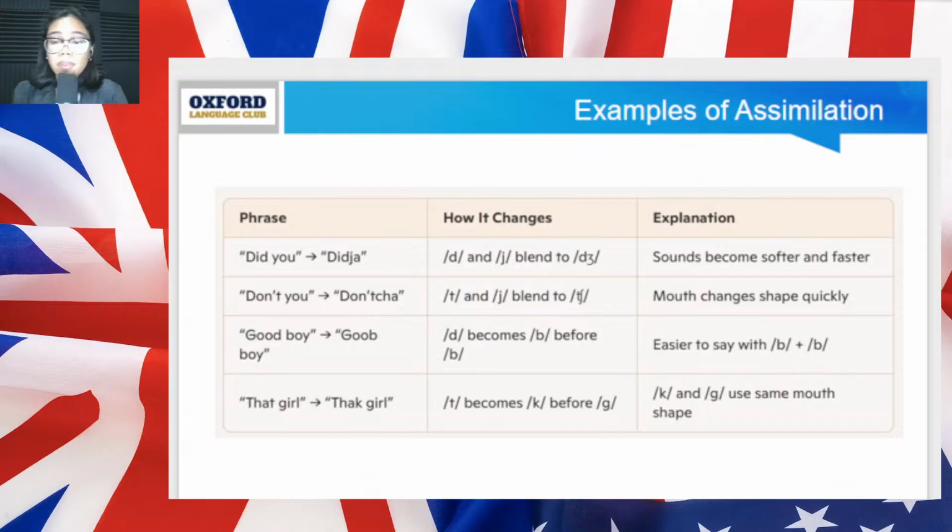Finally, let's have the very last example. The phrase in its full clear form is "that girl." Again, that girl. If you pronounce this slowly, you make a clear T sound at the end of "that," which you know is done by touching your tongue behind your teeth.